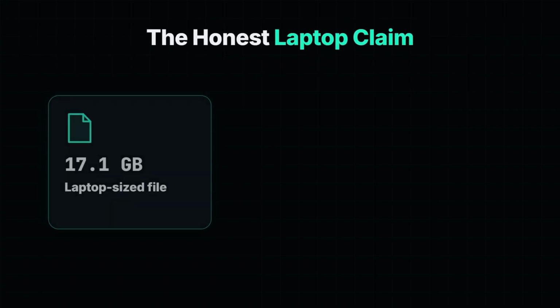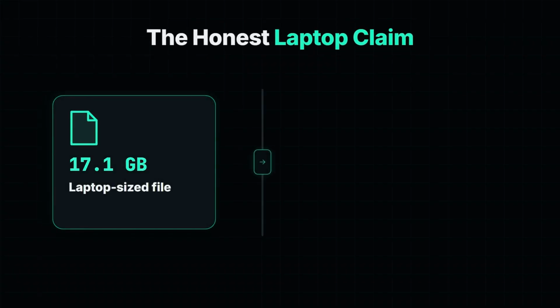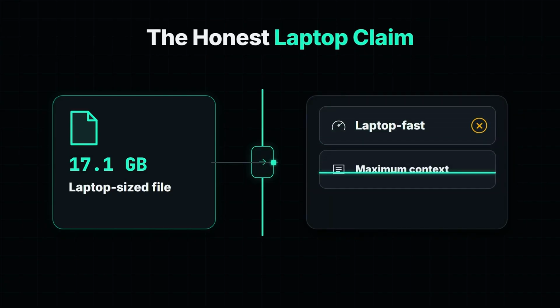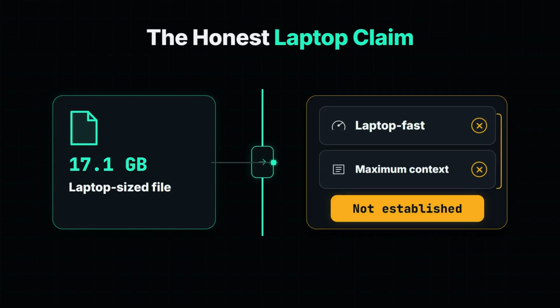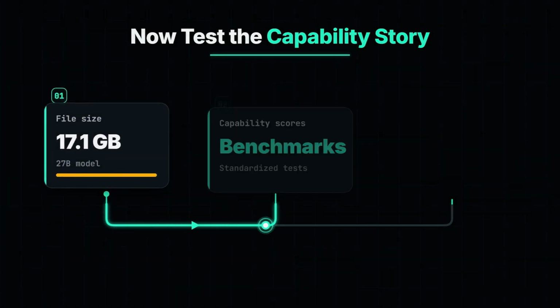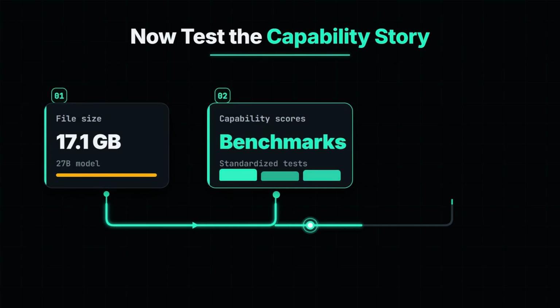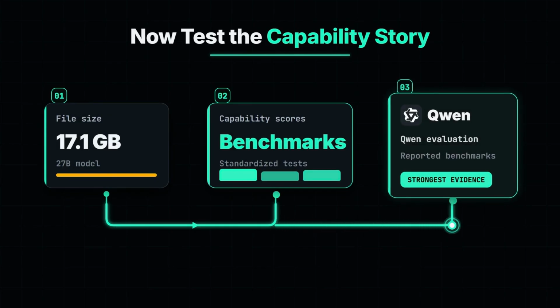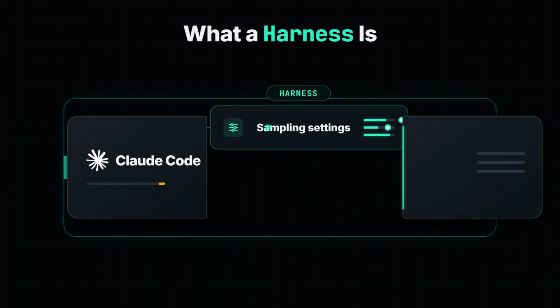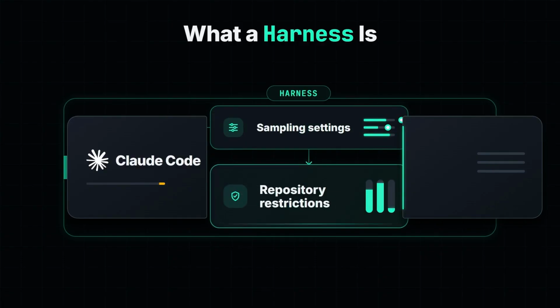Inference means running the model to generate answers. Smaller files make laptop inference plausible, but these sources prove neither speed nor maximum context operation. A benchmark is a standardized capability test. Qwen's reported benchmarks are this packet's strongest evidence, so the source attribution matters. Imagine the same model with different tools and limits. That surrounding evaluation setup is the harness, and it can change results.